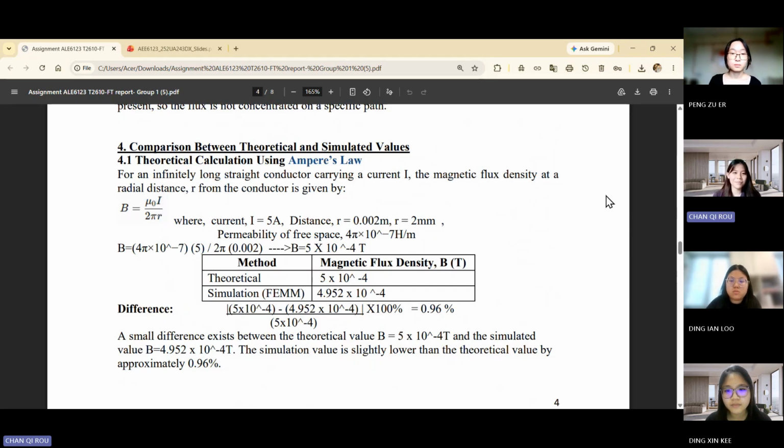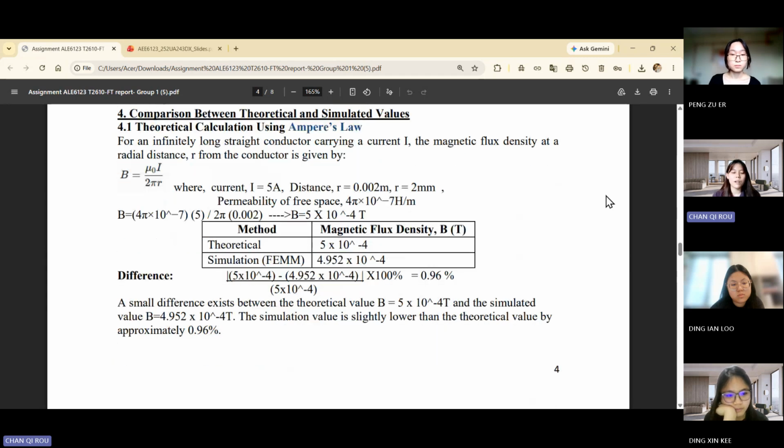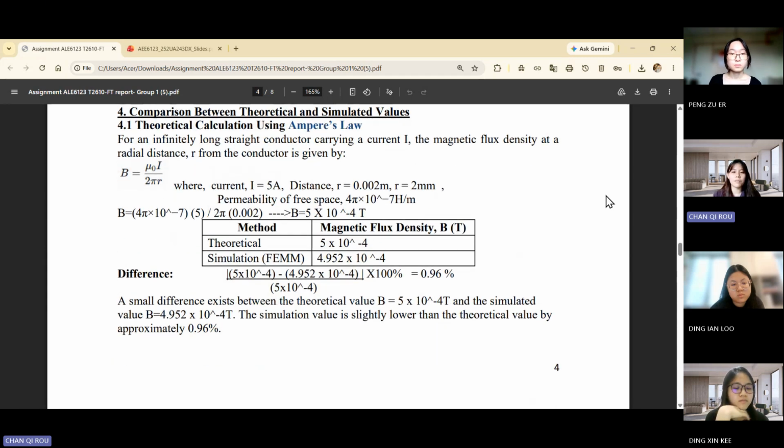Our theoretical calculation uses Ampere's law, which is B equals mu I over 2 pi R. We set I at 5 amperes and the distance R equals 2 millimeters. Substituting into the formula, we get B equals 5 times 10 to the power of negative 4 Tesla.